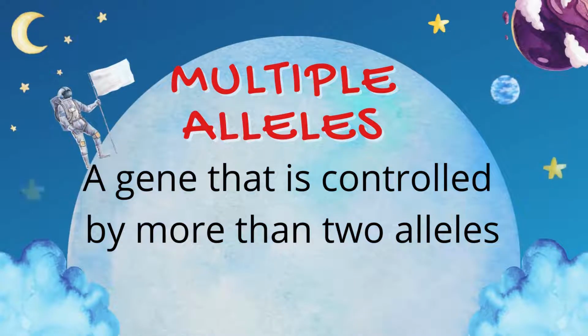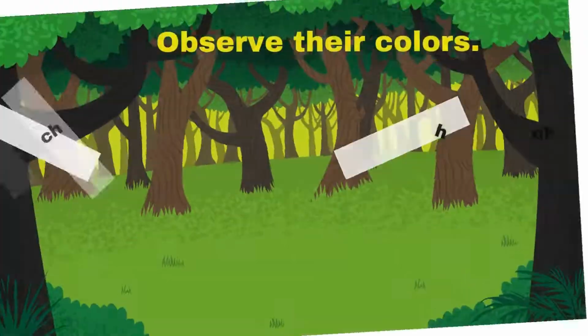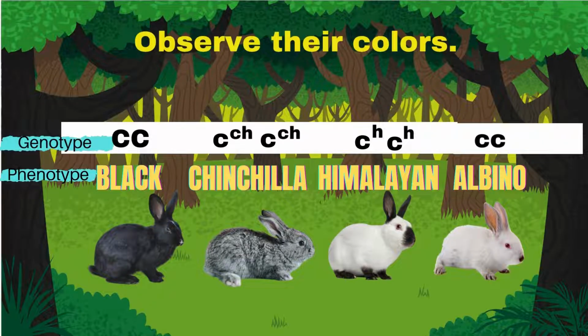Multiple alleles, a gene that is controlled by more than 2 alleles. So we have 4 different types of rabbit. Observe their colors. For the first organism, we have black purebred rabbit. The second organism is color gray. The third is a white fur with black spots at nose, ears, and tail. And the last is a white fur rabbit. Notice the difference between genotype and phenotype.